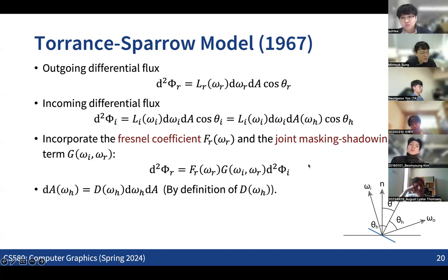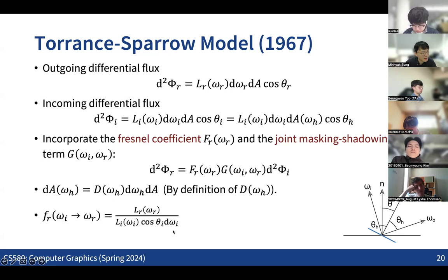And also by definition of the microfacet distribution, which describes the relative differential area of the microfacets with the surface normal omega h, we can also rewrite like this. And let's say the BRDF is now defined like this, based on the definitions, right? So by incorporating all these components that we have discussed so far, can you now derive the BRDF term?